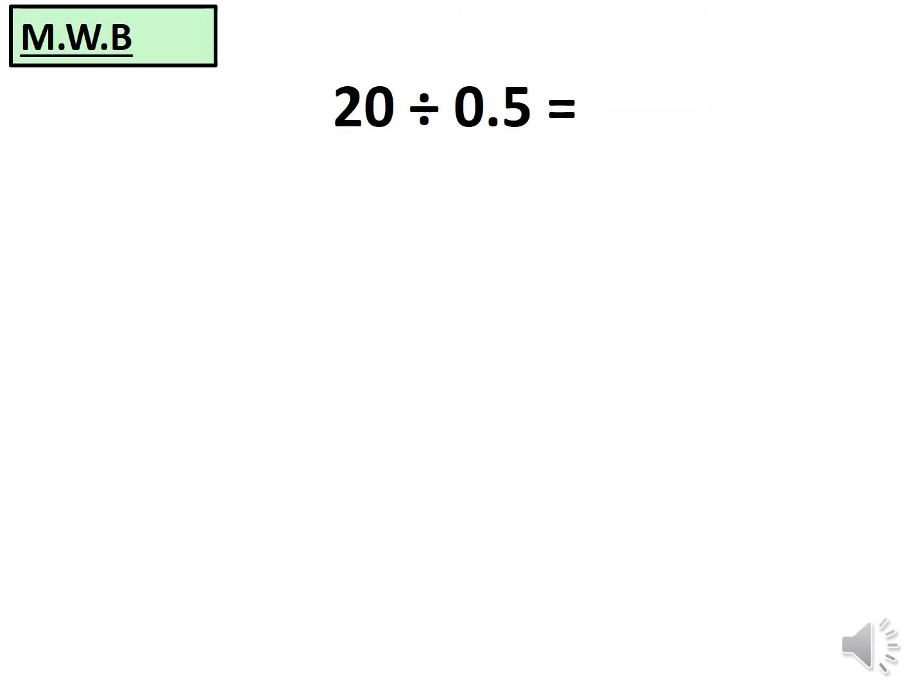Can you please pause the video and have a go at this question? Once you're finished, come back and I'll give you the answer. Welcome back. So we're going to multiply this by 10 to turn it into a whole number. We get 5, multiply the left hand side by 10 and we get 200. 200 divided by 5 is 40, so our answer is 40.